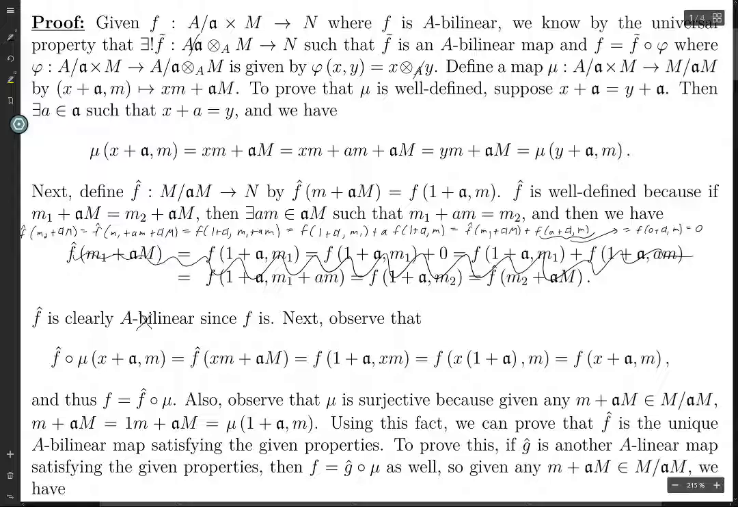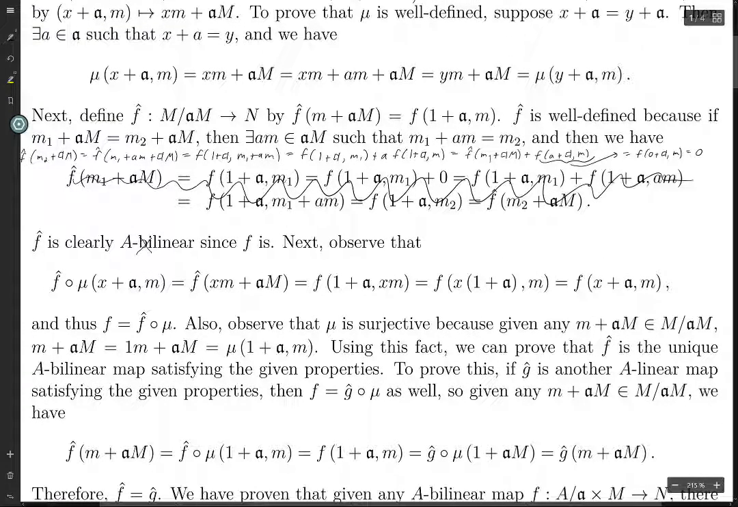using this fact, we can prove that we have f hat being a map which is bilinear, and this f is f hat composed with mu, and now we can prove uniqueness, because if g hat is another linear map, okay, so here I fixed it, here I didn't have bilinear. If g hat is another linear map which satisfies all these properties, then one of the properties was it satisfying this equality, and so we have this equation, f is g hat composed with mu, and so what we can do is, given any m plus am, f hat and g hat must agree there, because you just use this composition. You use this equals this equals this. We're using this as well as this in this calculation.